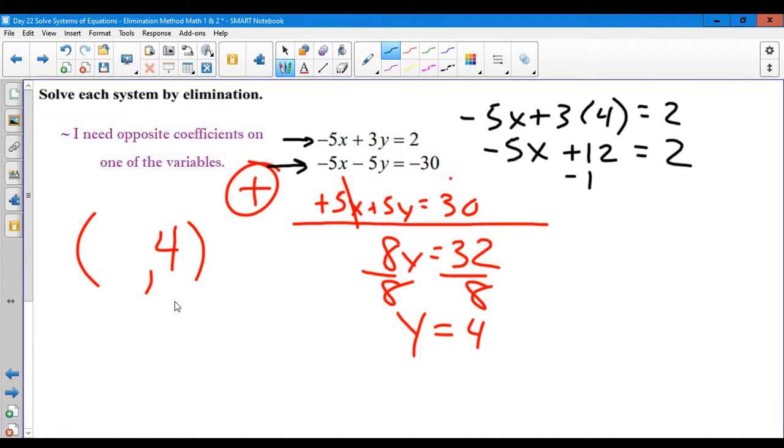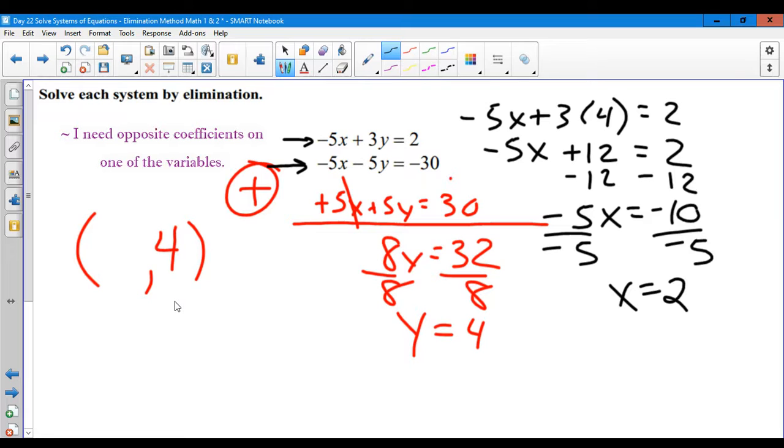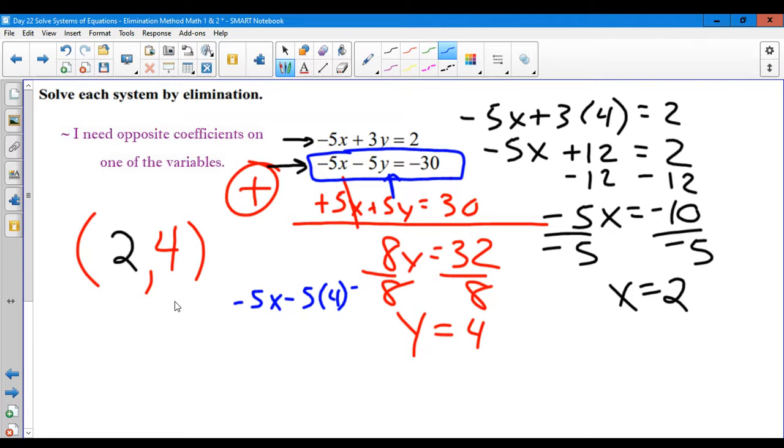Two-step equation. Isolate the x, divide by that exact coefficient. So I get x equals 2. Now, just to be certain that I did all my math right, I'm going to do the same thing here. I came up with 4 for my y. So when I solve this equation and substitute that 4 in for y, I should get 2 also.